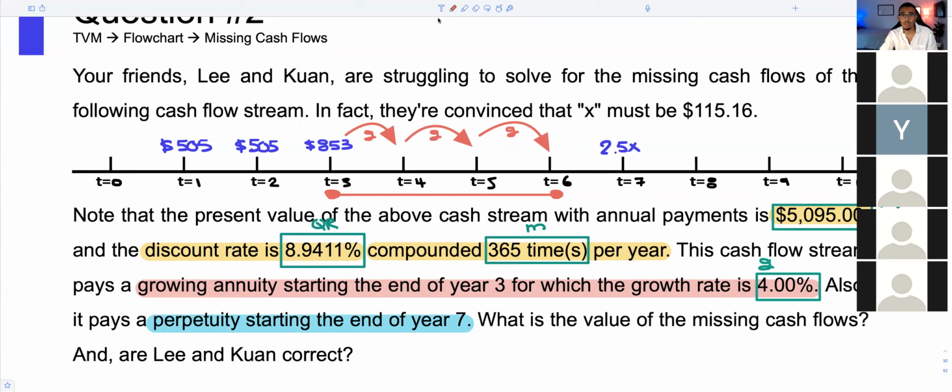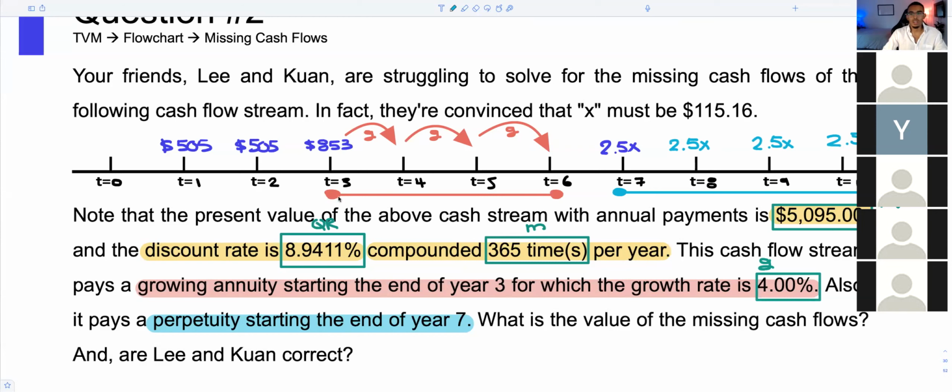And we're also telling you that starting at the end of year 7, you're going to have a perpetuity, up until essentially forever, starting at t equals 7. Such that technically this would also be 2.5x. This would also be 2.5x. This would also be 2.5x.